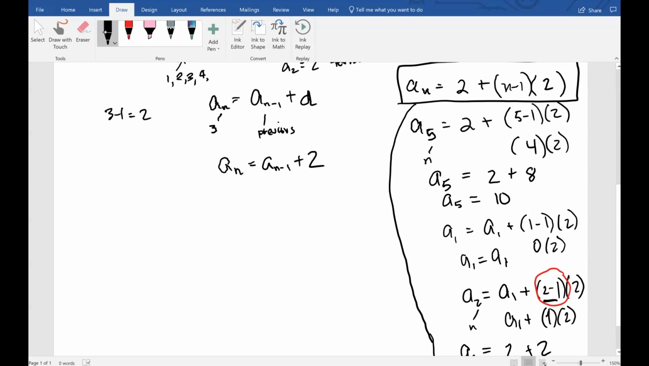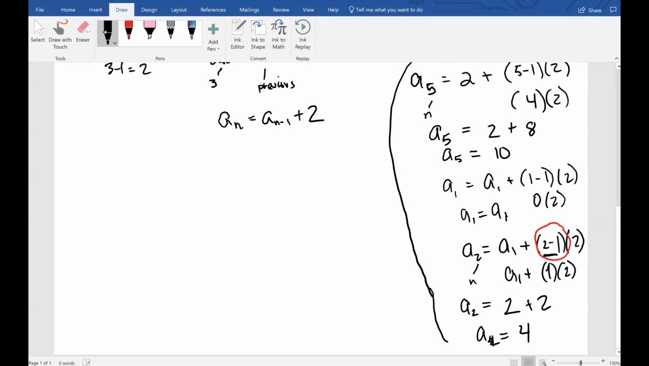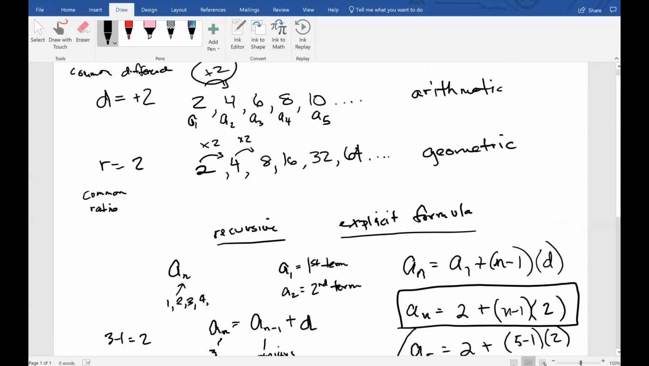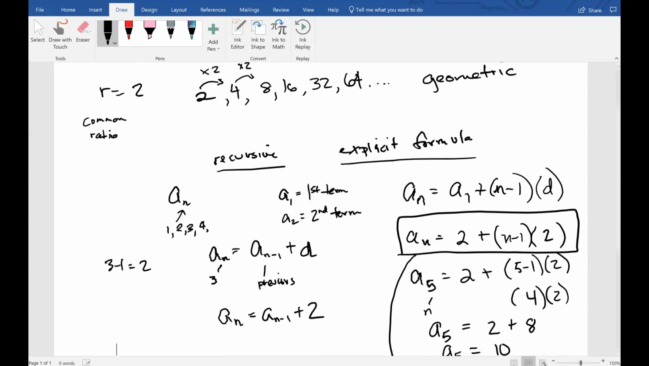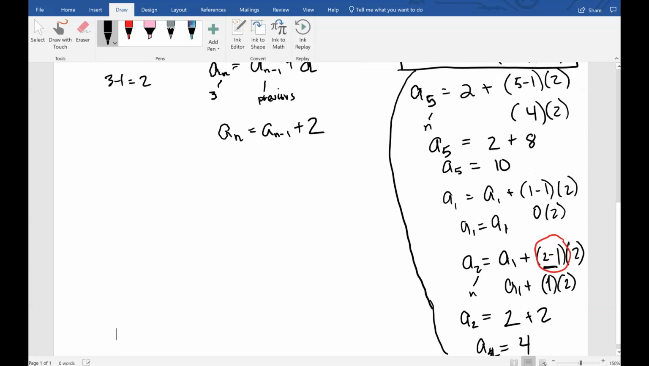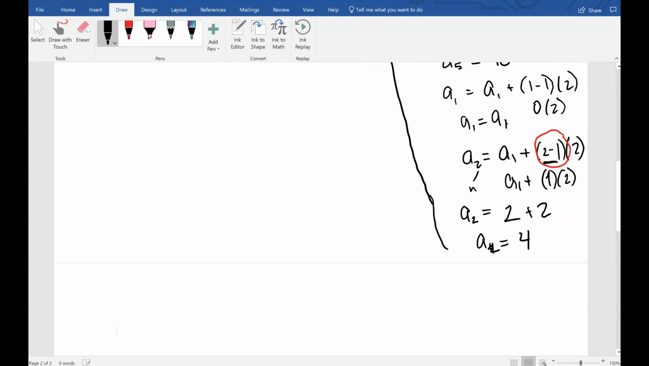So it's 2 plus n minus 1 times 2. Let's rewrite that. Let's get down here. We're going to take that form and simplify it. So it was the first term, what we called A1, plus n minus 1 times d. So this was 2 plus n minus 1, and the common difference was 2 in our example. And this was a sub n.